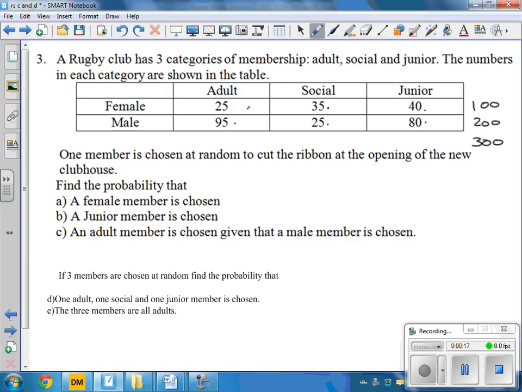Now coming downwards, the adults, 120. The social ones, that's 60, isn't it? And the juniors, 120. Let's just check that they add up to 300 as well, and they do. Now I'm going to read the questions.